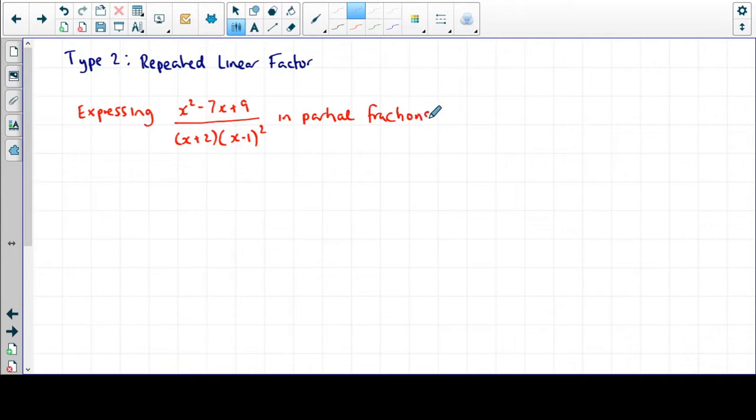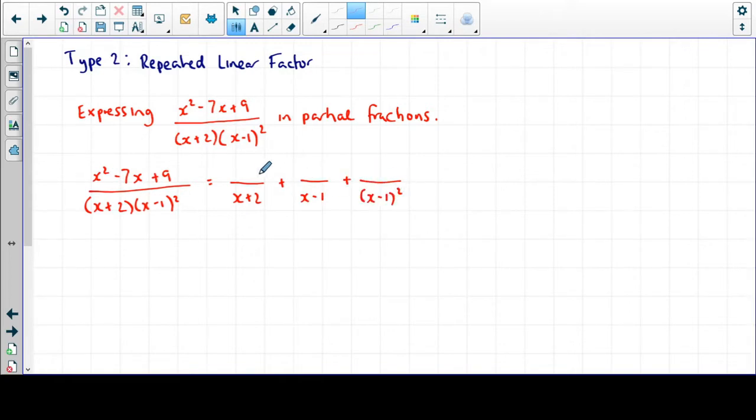Now, let's look for a wee second at the difference between this one and the ones we were looking at earlier. Again, we have a denominator made up of linear factors, x + 2 being one and x − 1 being another, but this time the x − 1 is squared. So we set this one up a wee bit differently. I've got (x² − 7x + 9) over (x + 2)(x − 1)² is equal to something over x + 2 plus something over x − 1 plus something over (x − 1)². And as before, we'll call those somethings A, B and C.